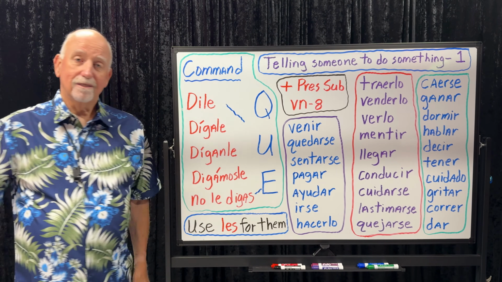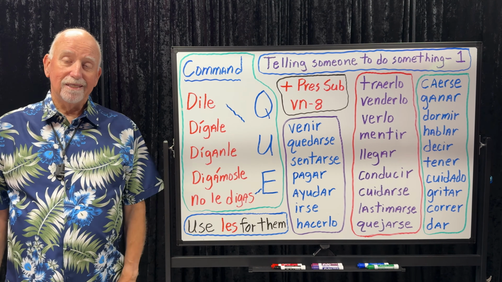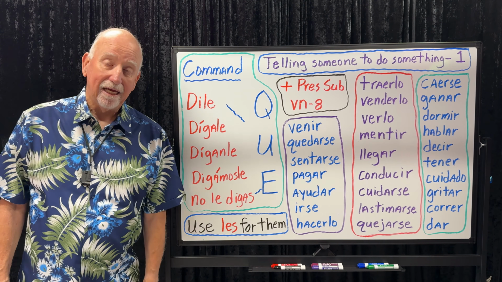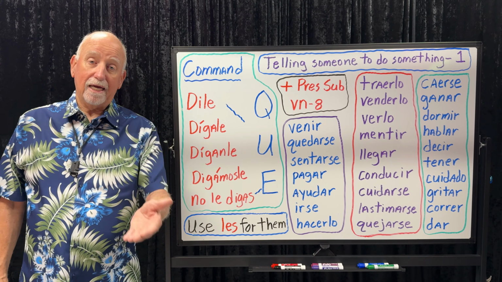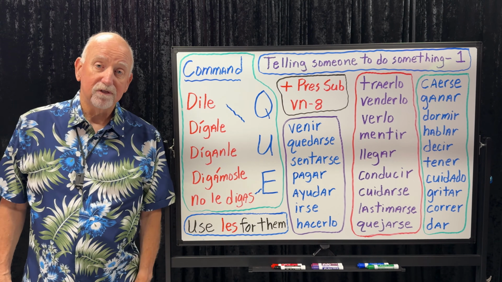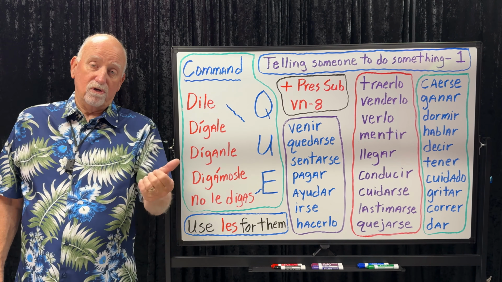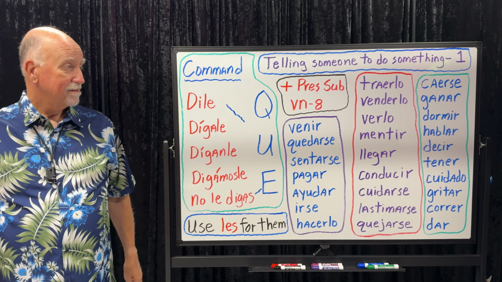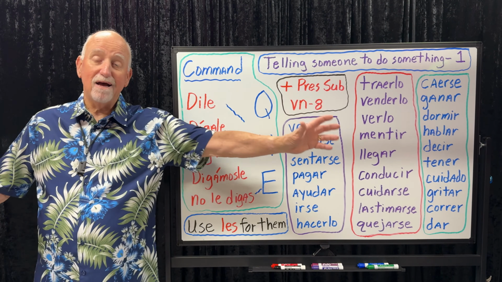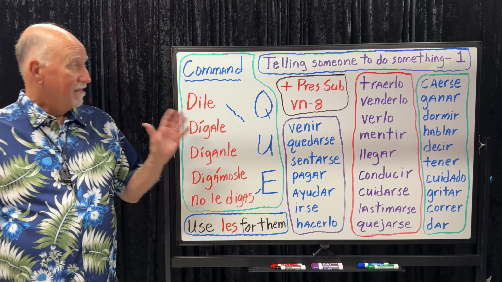Dar. Tell her to give it to you. Dile que te lo dé. Tell her to give it to me. Dile que me lo dé. Tell her to give it to us. Dile que nos lo dé. Snip, snap, snout. This tale is all told out. This is a great lesson.